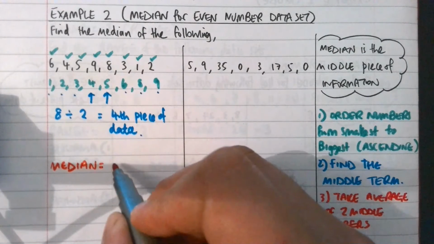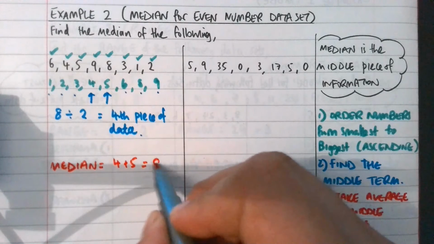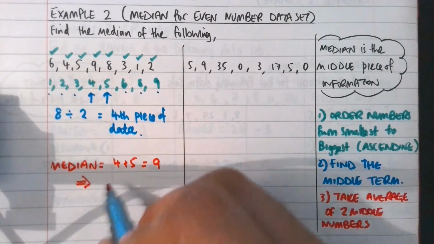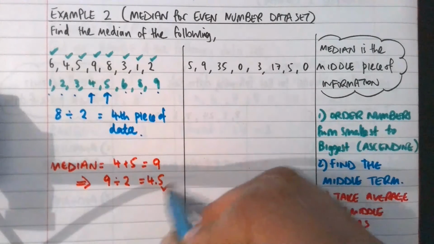So 4 plus 5 is 9. And then 9 divided by 2, because we're looking for the average of them, is going to be 4.5. So the median of that data set is 4.5. Okay.